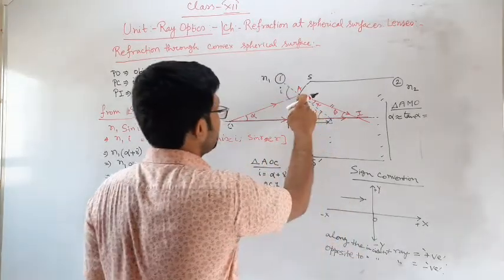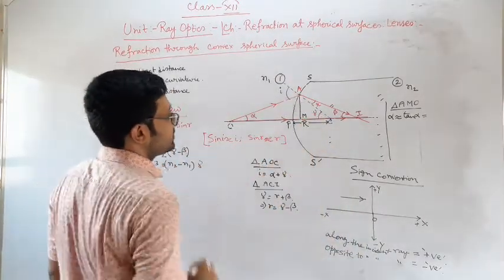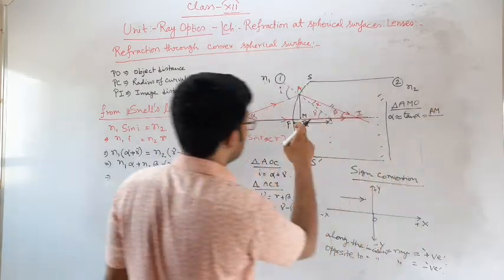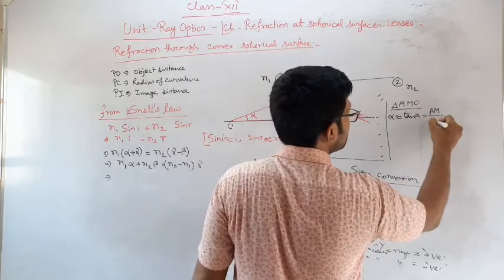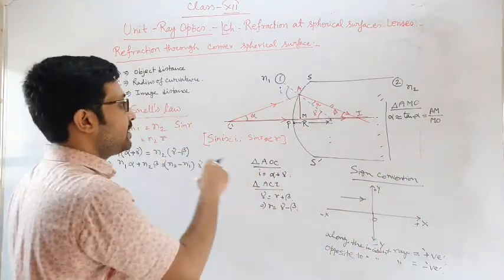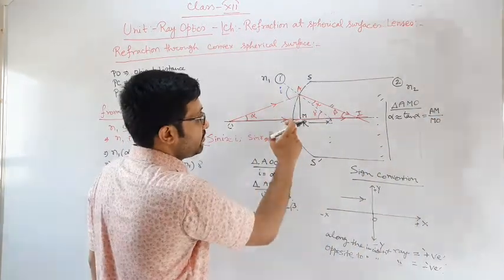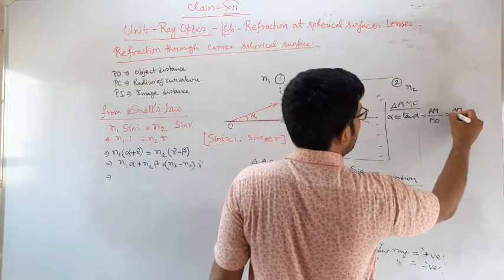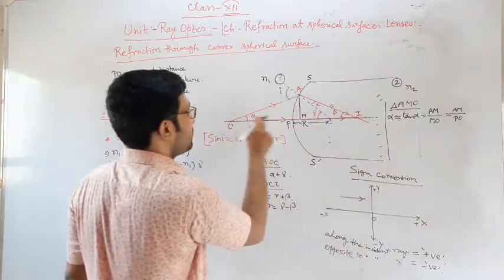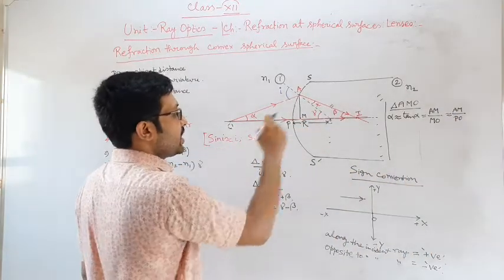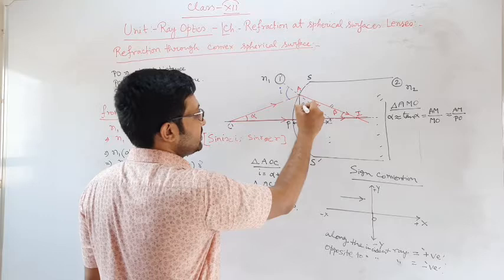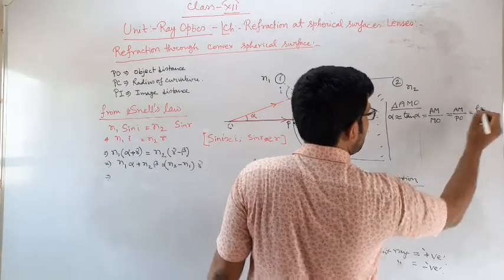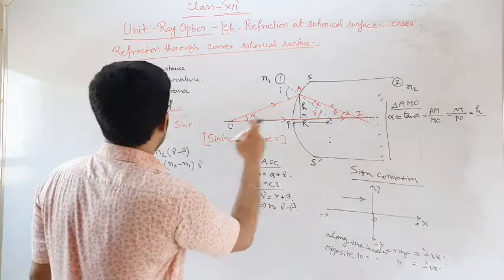So tan alpha is equal to what? Very simple: perpendicular by base. Perpendicular is here AM, base is your MO. But try to understand, as the aperture is very small, M point and P point are very close to each other, so we can write AM by PO. AM is the height, assuming this is H, and PO is your object distance.